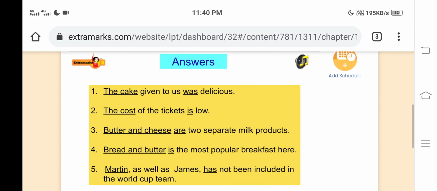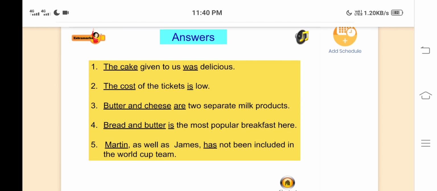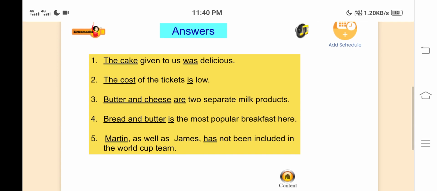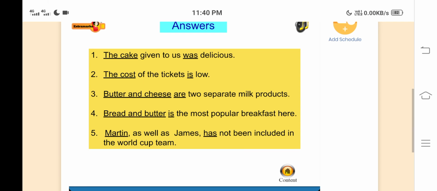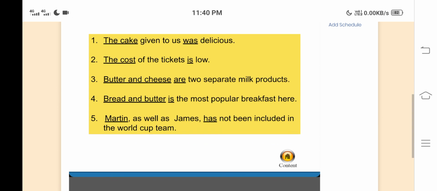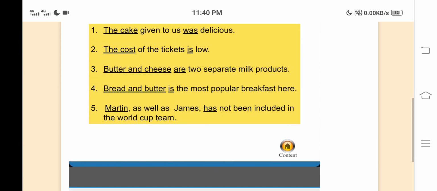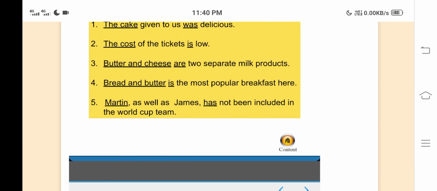Now, check your answers. The cake given to us was delicious. The cost of the tickets is low. Butter and cheese are two separate milk products. Bread and butter is the most popular breakfast here. Martin, as well as James, has not been included in the World Cup team.